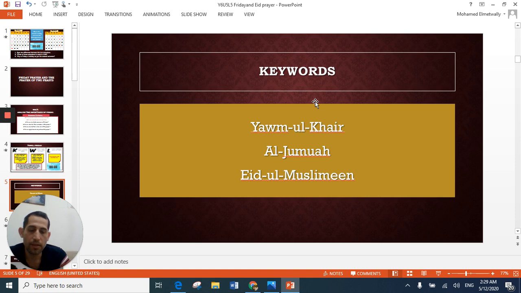We will pass through our key words for today: Yawm al-Khair, Al-Jum'ah and Eid al-Muslimin. Yawm al-Khair is the day of goodness, and this refers to Yawm al-Jum'ah, the day of goodness, as this day has more rewards Allah will give us if we follow the instructions of this day, Friday prayer, and we will know the reward that we will get if we follow the instructions of this day.